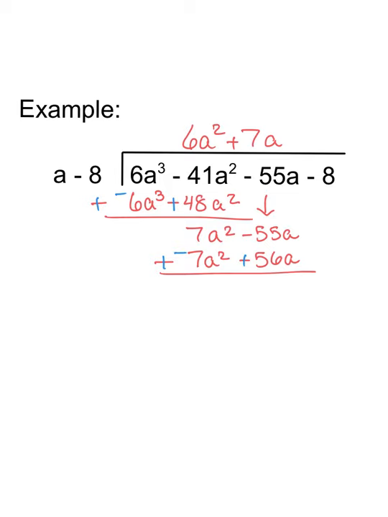7a squared plus negative 7a squared is 0. Negative 55 plus 56 is 1a. Carry down your next term.